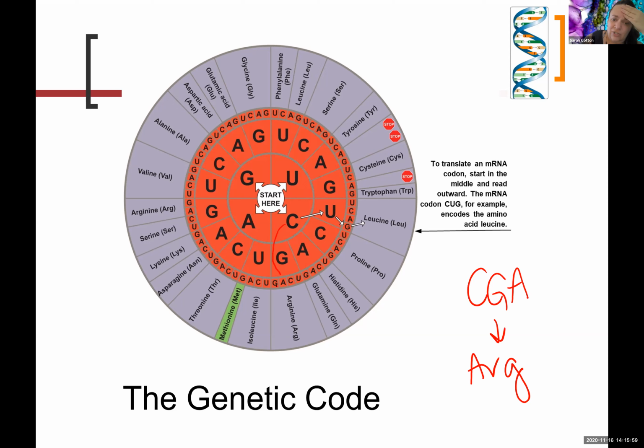CGA gets us to arginine, okay? So that's the RNA. That's what the mRNA says. This is the amino acid, right? So this is the codon in the mRNA. So what would be the anticodon of that? Well, think about base pairing, right? Back to our base pairing rules.